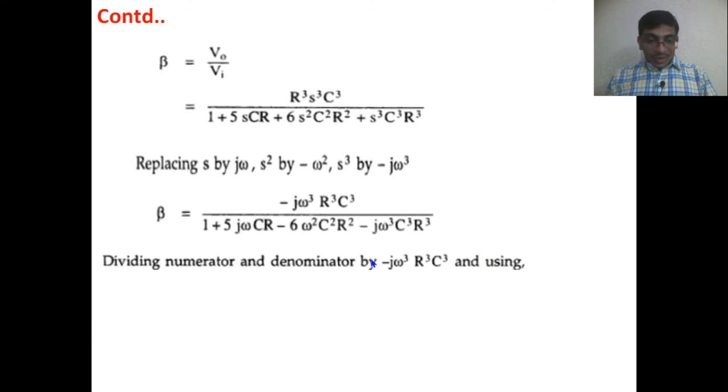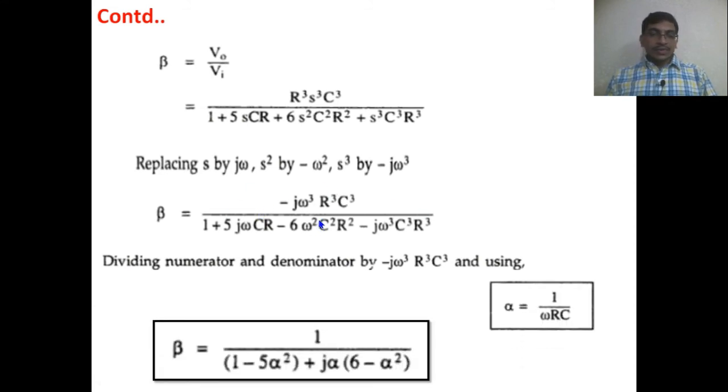So in order to rationalize the equation, beta can be written as 1 by 1 minus 5 alpha square plus j alpha into 6 minus alpha square, where alpha is equal to 1 by omega RC. Here, by replacing 1 by omega RC with alpha, the beta equation, the gain of the feedback network, can be written as 1 by 1 minus 5 alpha square plus j alpha into 6 minus alpha square. Okay, we got the beta equation.